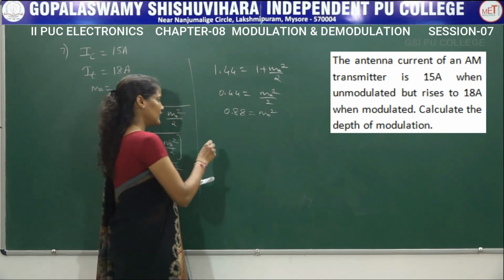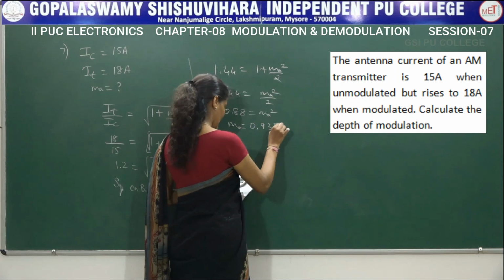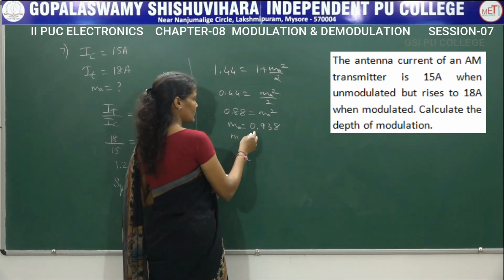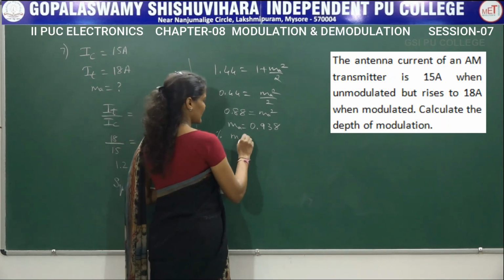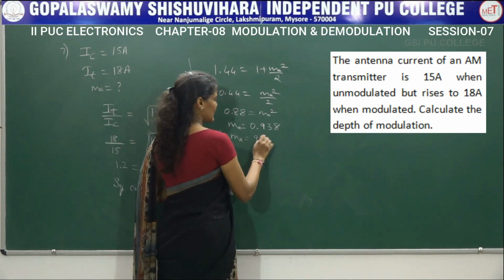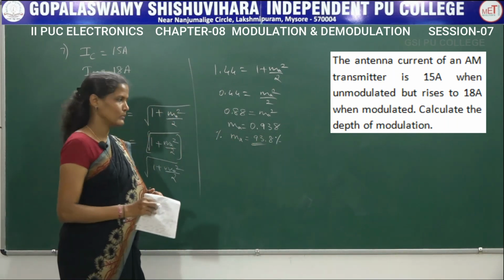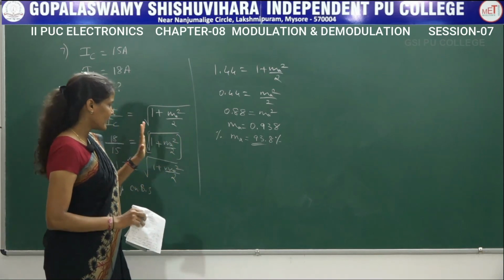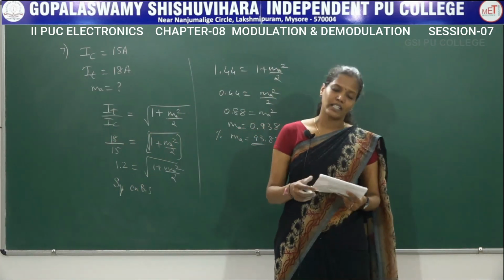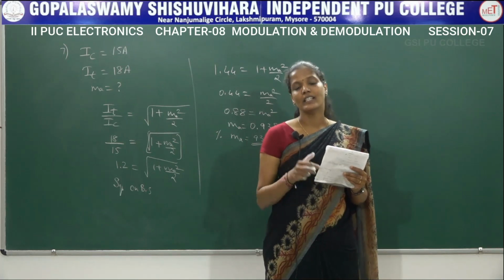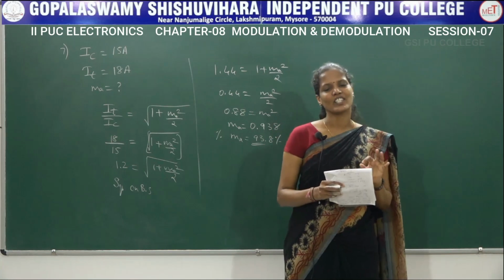Taking the root of 0.88, I will be getting MA as 0.938, whose value is equal to the percentage modulation index. When asked for percentage modulation, it is equal to 93.8%. Clear? So first try to analyze what is given, whether the current, voltage or power is given, identify it correctly and use the formula accordingly. Clear? Now let me conclude this session at this point.